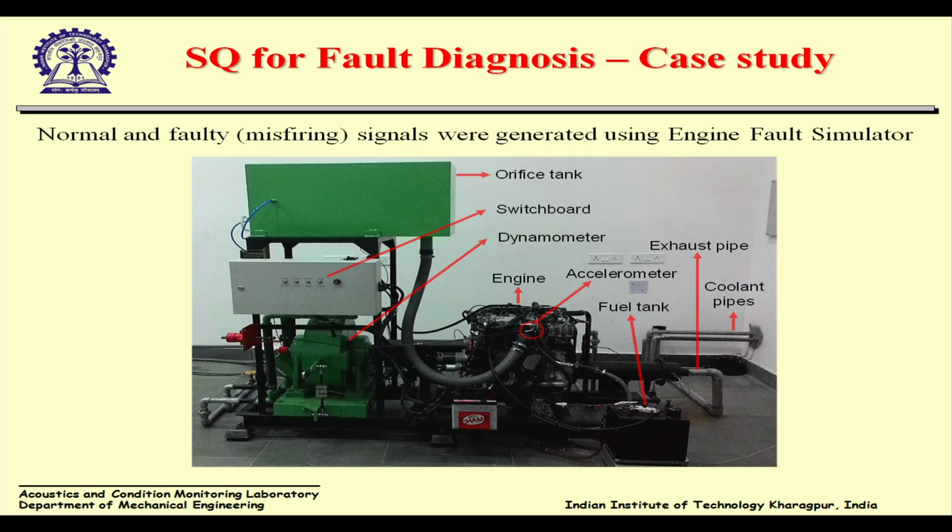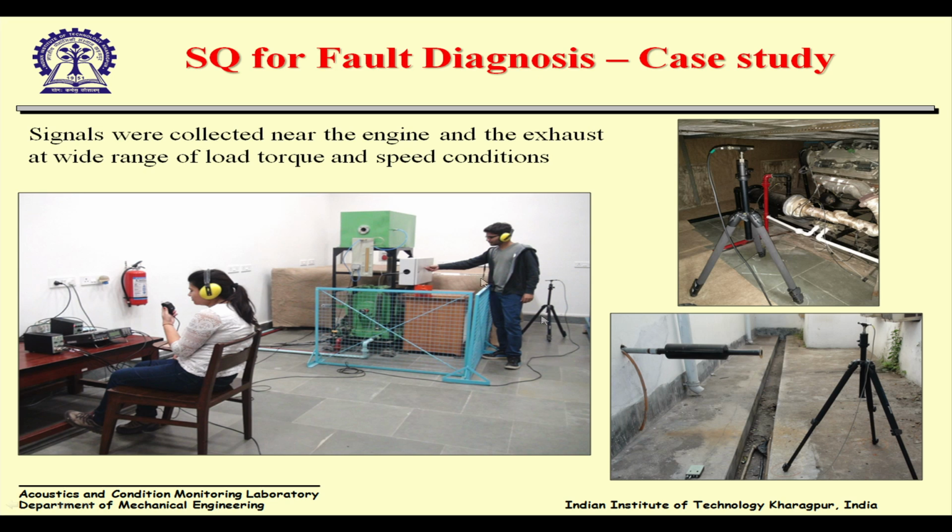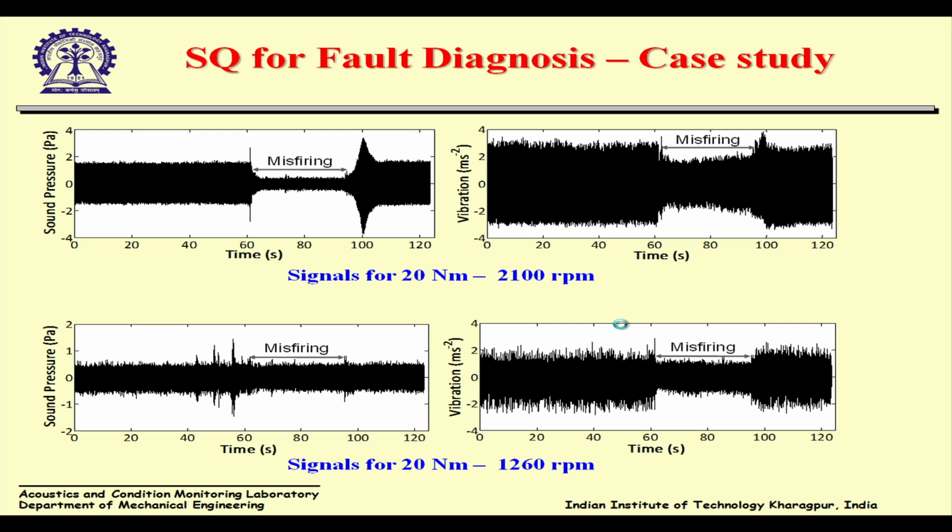So can we use these objective metrics to determine whether a fault has occurred within a system? What we did was use an engine test simulator run on a dynamometer, and in the lab tour you can get to see this engine test simulator. It was run on various load torques and RPMs, and misfiring conditions were created, and the sound was measured near the engine exhaust, and the vibration signals were also acquired.